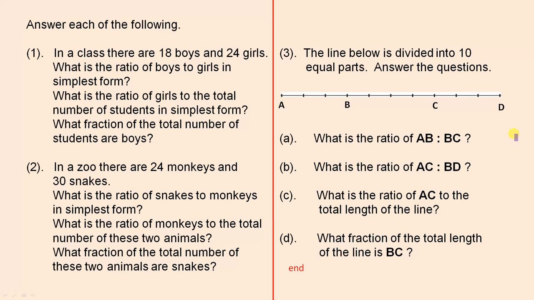What is the ratio of AC to BD? What is the ratio of AC to the total length of the line? What fraction of the total length of the line is BC?